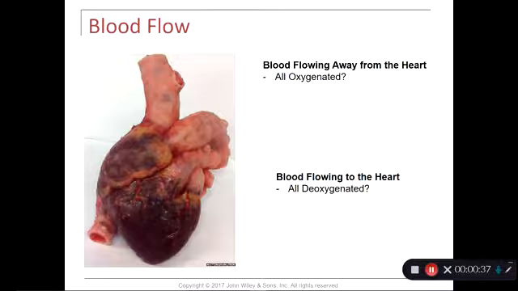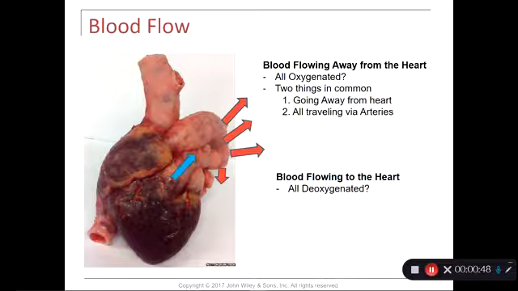Blood flowing away from the heart, is it all oxygenated? From the aortic arch, the aorta, from the pulmonary trunk as well, is it all oxygenated blood? No. Remember that the pulmonary trunk has deoxygenated blood that's being sent up to the lungs to be reoxygenated. All you have to know is that blood flowing away from the heart has to be going through arteries.